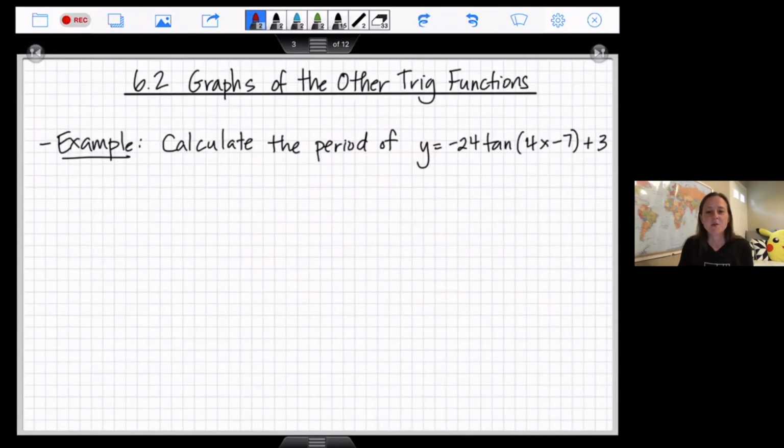Here I have given you the most ridiculous tangent function that I could think of, and I've asked you to calculate the period of it. Again, the period is only determined by the term with the x on the inside. So we're going to completely ignore the negative 24, minus 7, plus 3. We're just going to focus on that coefficient. So this 4 is my b in that formula. So our period is pi over b. 2 pi over b for sine and cosine, pi over b for tangent. So the period is pi divided by that b, which is 4. That's all you have to do for this one.